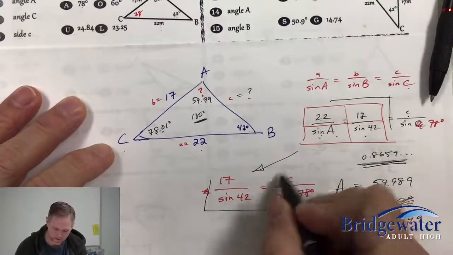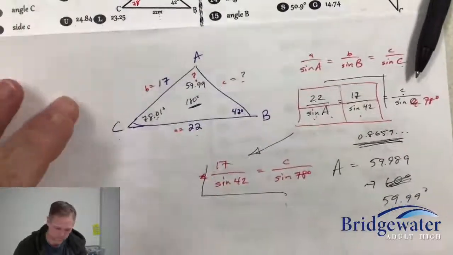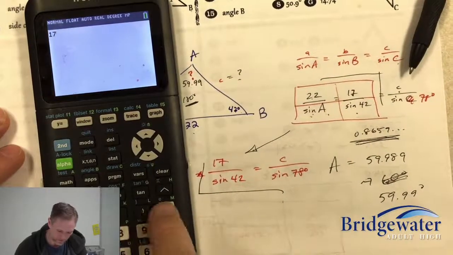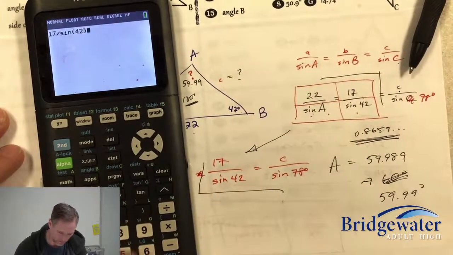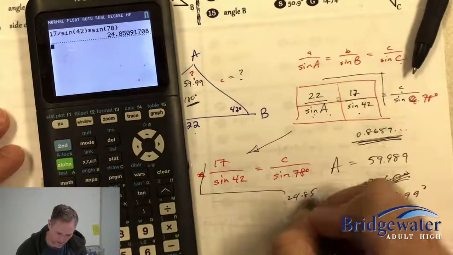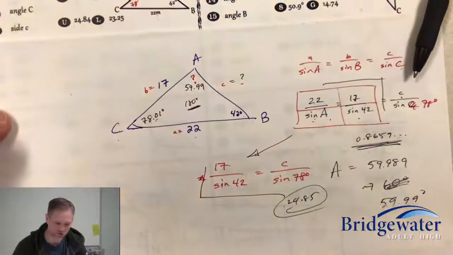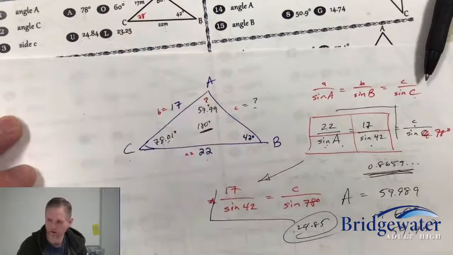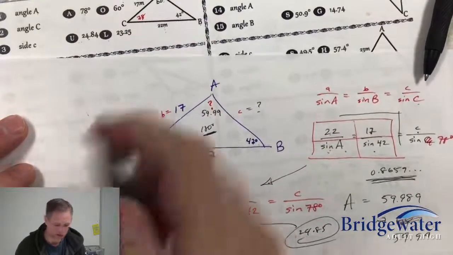I've dealt with the angles. This is just a regular number. Here we go. Clear. 17 divided by sine of 42 times sine of 78. And we get 24.85, which, look at that, 24.84. So we were right with the guess. Just a little bit of logic.